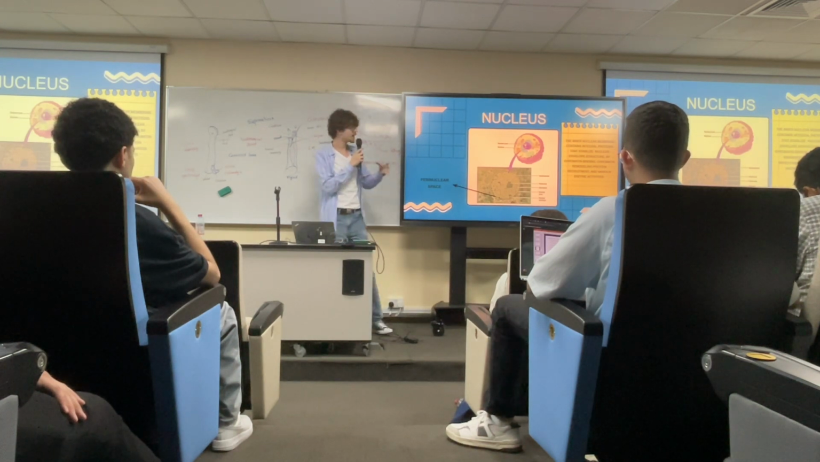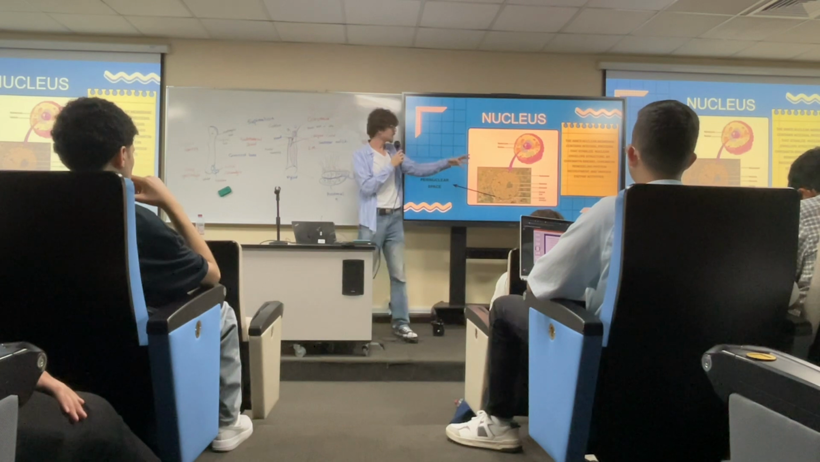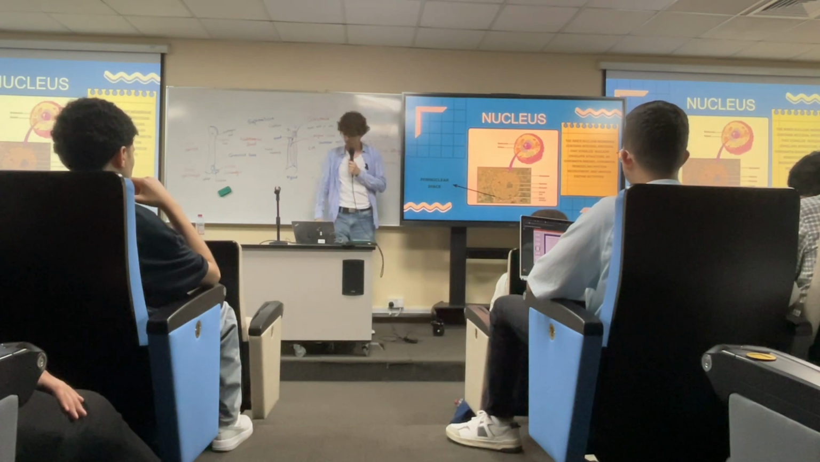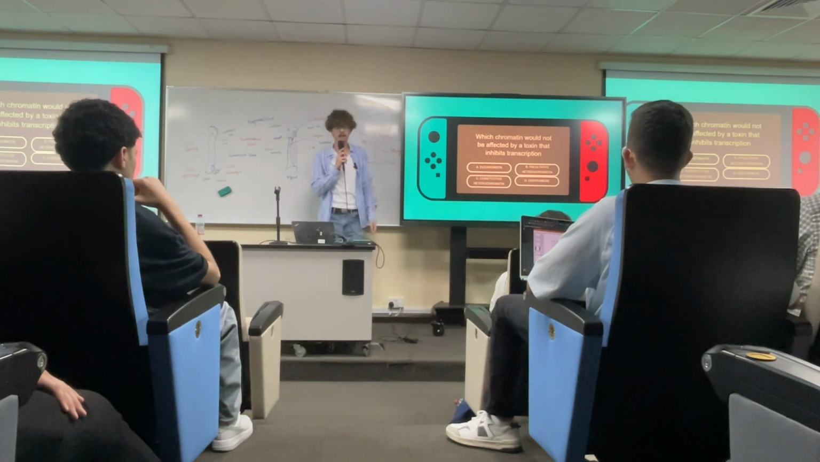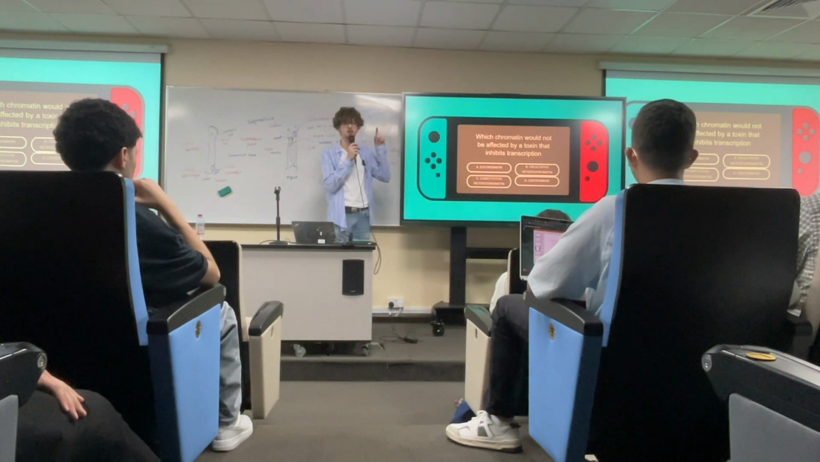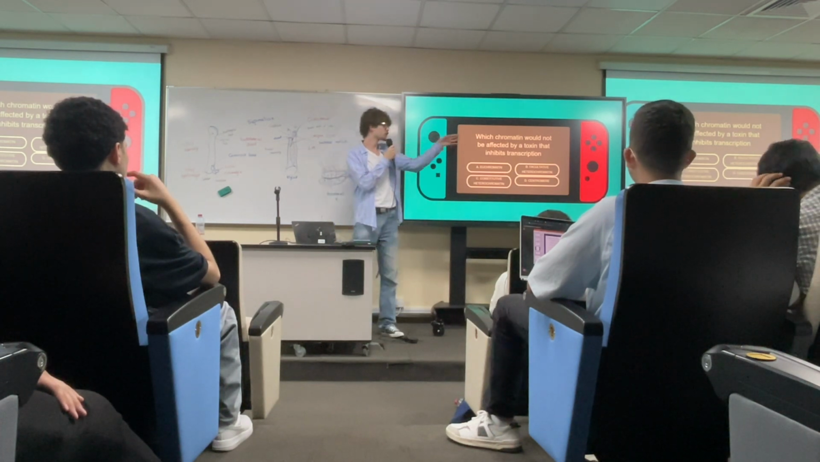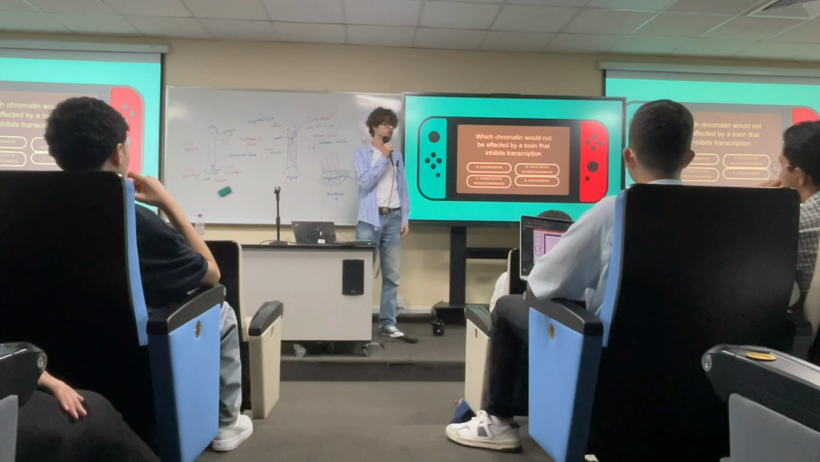So this is just basic structure. What you have to know is that there are different types of genetic material depending on which stage of the cell you're in. So this is time for a question. Which chromatin would not be affected by a toxin that inhibits transcription? I know it's a lot to take in, but I want you to break it down. So which type of chromatin would not be affected by a toxin that inhibits transcription? So what do you think?